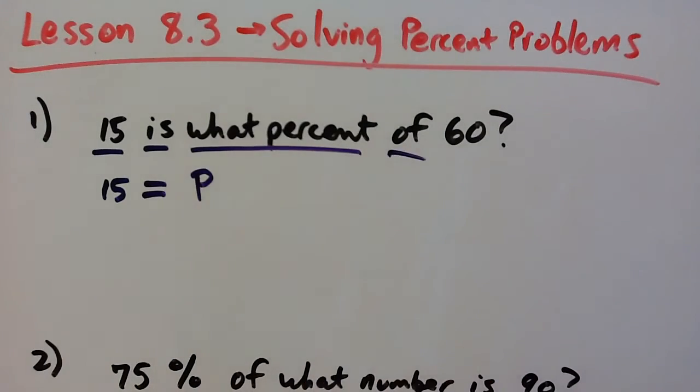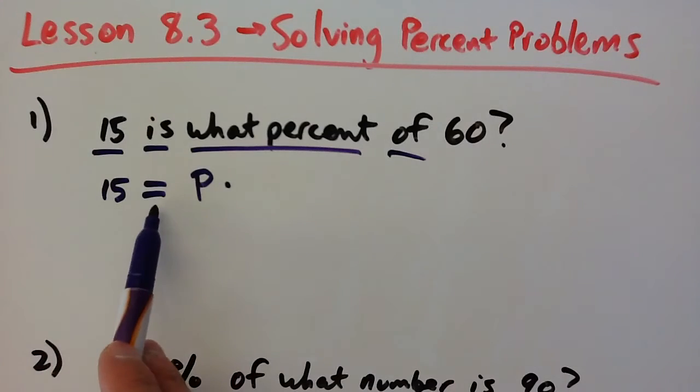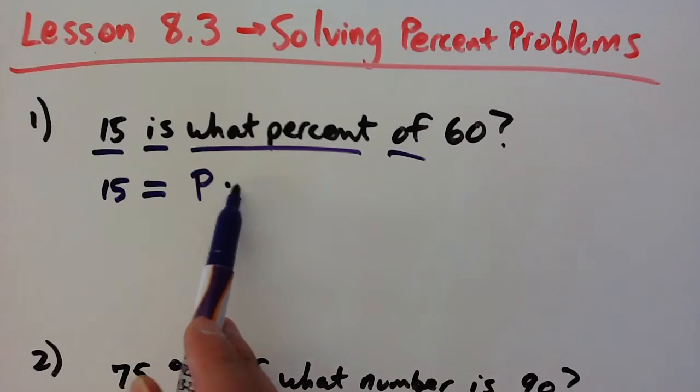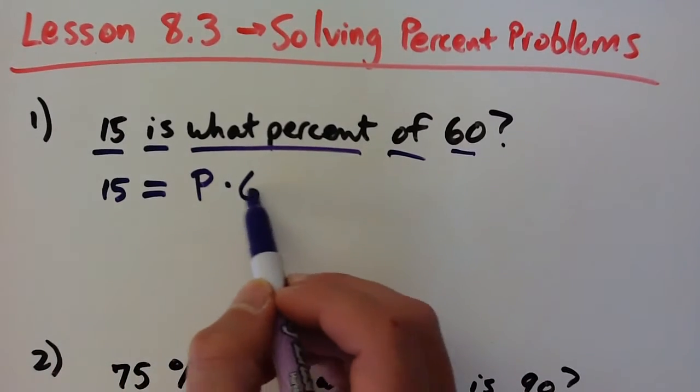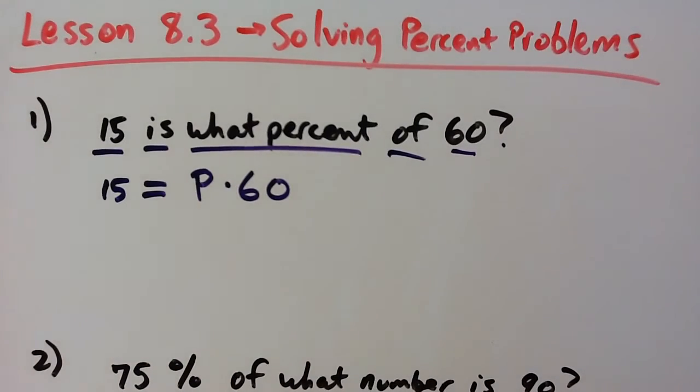Then I have of. What does of mean in math? Of means times, right? So I'm going to use a little dot for multiplication. You could also use parentheses. 15 is what percent P of, that's times 60. So P times 60. Okay? Now, I need to get P by itself. I need to have P equals something.